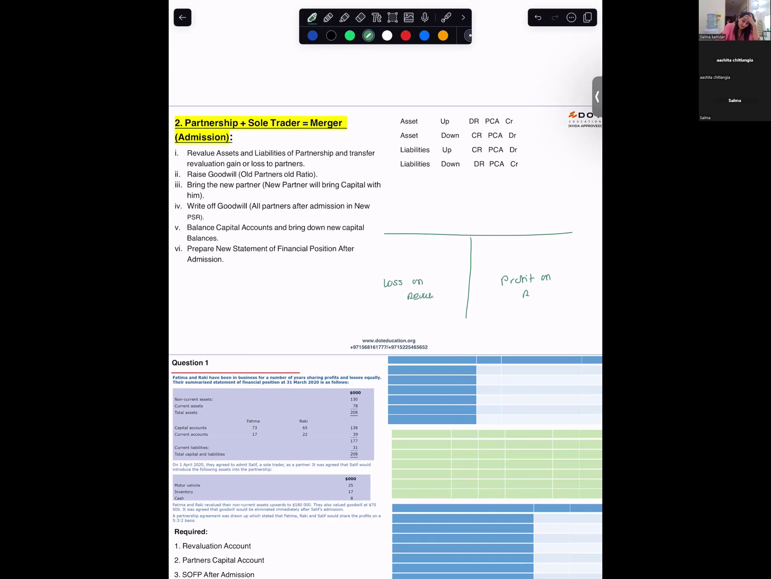So now, assets going down, bad thing. Are you with me? Come on, the next one. Liabilities going up is also a bad thing. So, debit side, loss side. Okay. And liabilities going down is a good thing. So, credit side. Okay. So when I do admission, first thing that I am going to do is what?